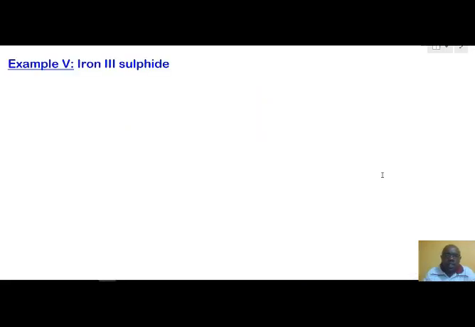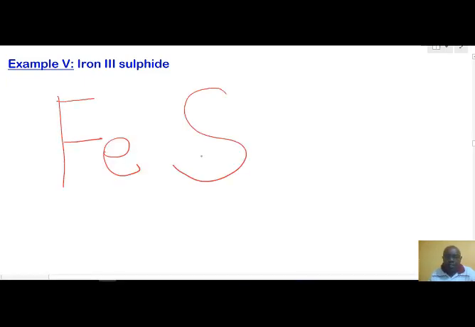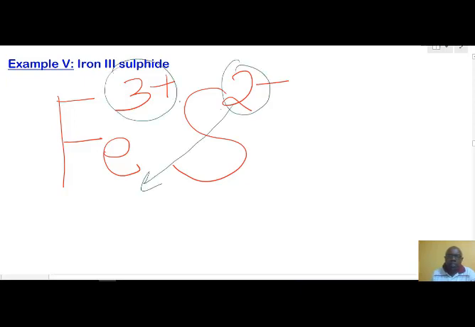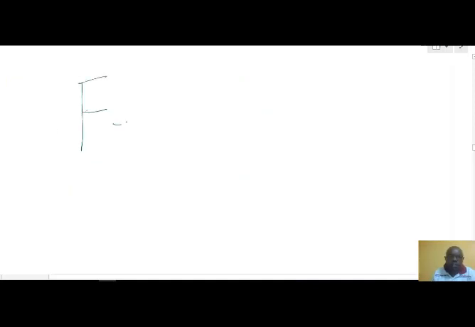In our next example, we write the formula of iron(III) sulfide. The cation here is iron and the anion is sulfide. From the periodic table of ions, the charge of iron(III) is 3+ and the charge of sulfur is 2-. We now transpose the numbers only. Iron takes 2 from sulfur, and the sulfur takes the 3 from iron. Our formula therefore becomes Fe2S3.